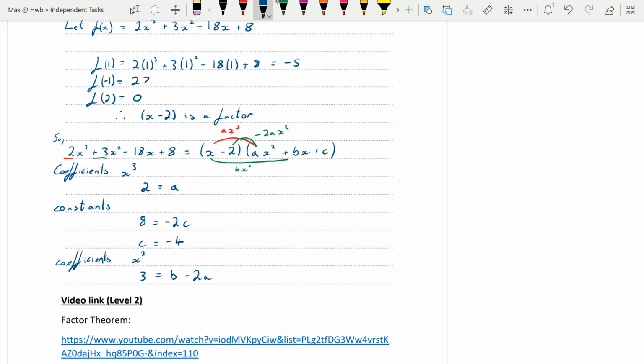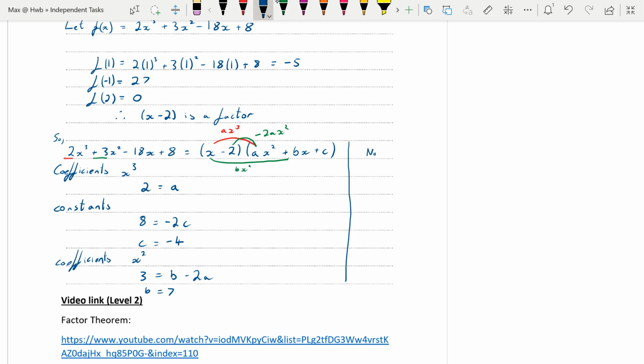Now I can solve this because I know what a is. A is 2, so that means b must be 7 in this case, because minus 2a would be minus 4, and I'd add it to the other side, gives me 7. Now I'm running out of space here, so I'm going to go over to the side. Obviously we'd normally keep going down the page.